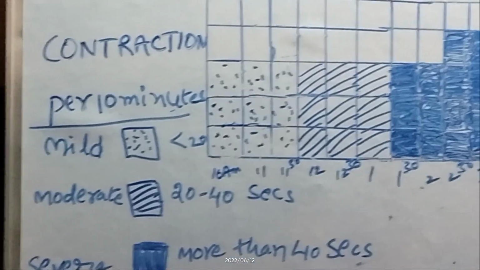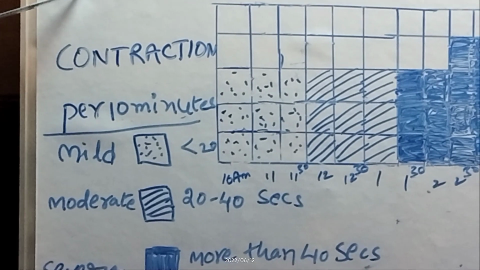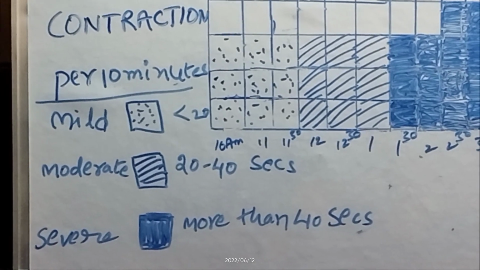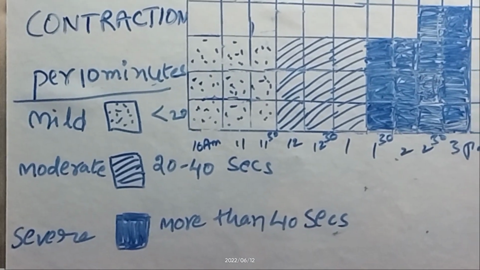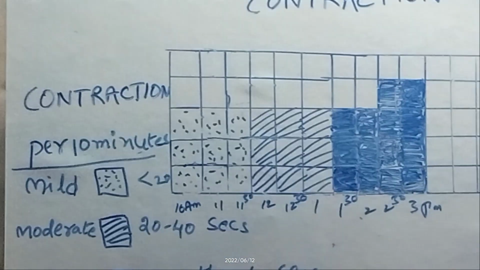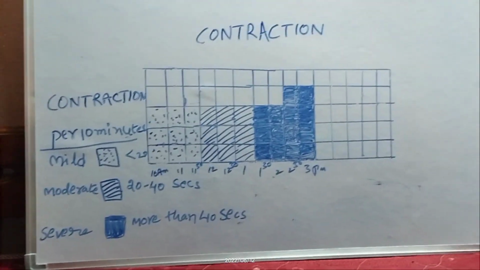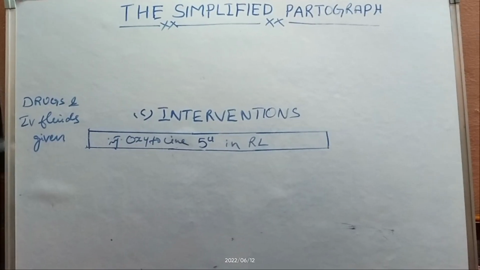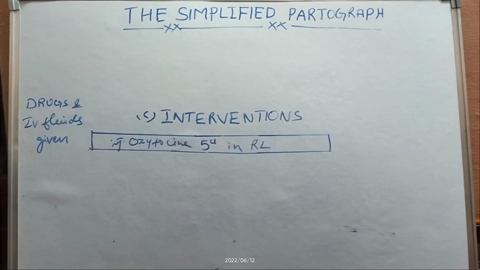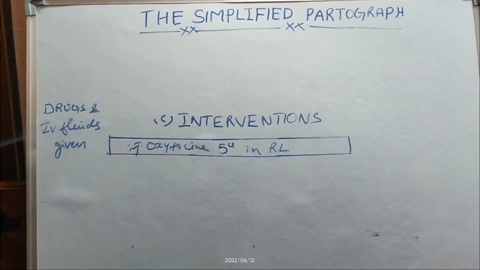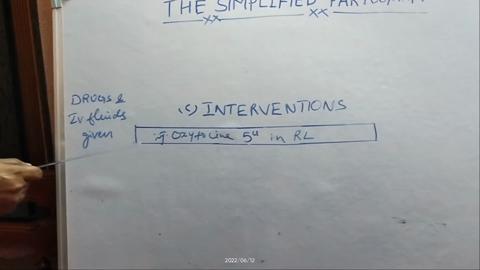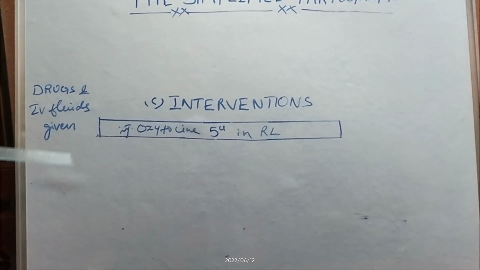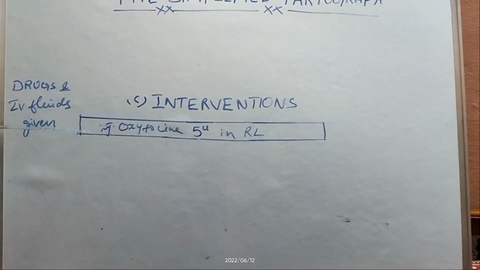See, normally contractions progress in frequency and duration as the labor progresses along with dilatation. Weak contractions represent inadequate uterine activity. Such type of cases should be referred to the higher center. See, interventions. Coming to the intervention, we have to write the drugs and IV fluids given. Here oxytocin 5 units in oral. So that treatment we are going to give. So we have to write here in the intervention box.